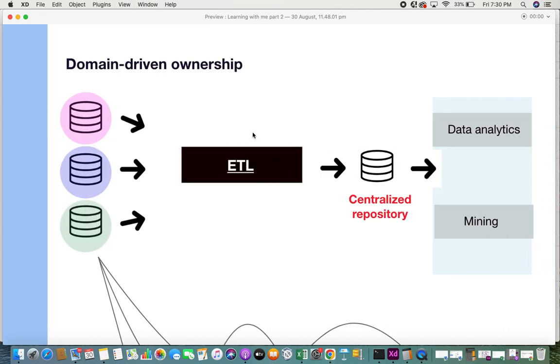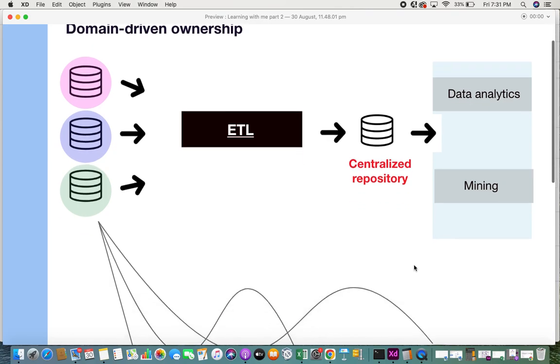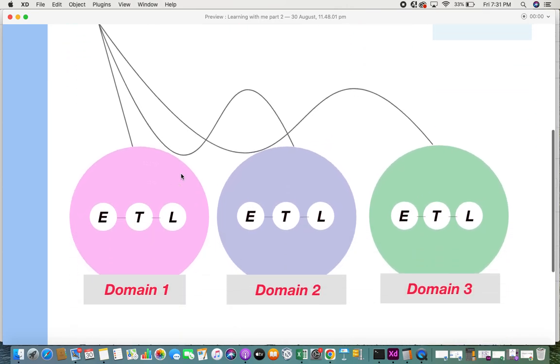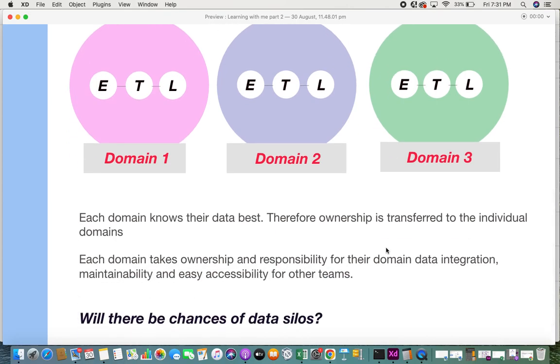The very first principle is domain driven ownership. By the name itself we know that instead of a single team taking responsibility and ownership over this entire pipeline and this entire setup, it's now going to be shifted from a single team to domain driven ownership. So every domain, as I said, is going to take charge of their data. They are going to integrate data from multiple sources where their data comes in from, and they are going to transform it, load it, and make that data available for other teams, like I said earlier. And each domain knows their data best.